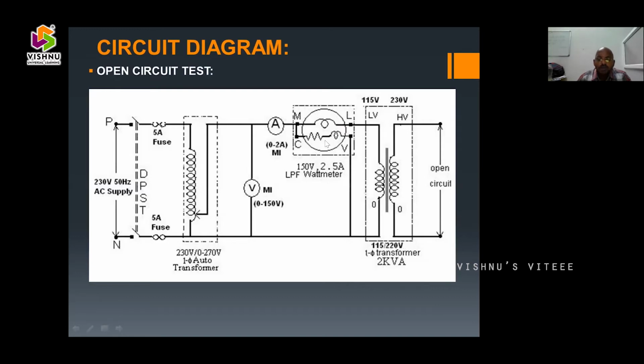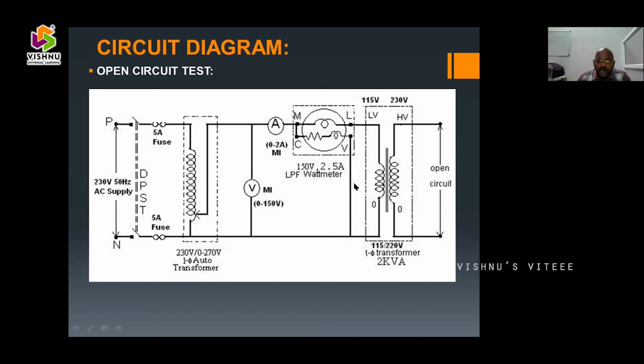These losses depend on the voltage rating drawn by the transformer. That's why we conduct this open circuit test under rated voltage. So this test can be conducted on either side of the transformer. But the LV side is preferred, because if we conduct the open circuit test on the LV side, the ratings of the meters required for measuring the values are very low compared to the HV side. That's why we prefer conducting the open circuit test on the LV side only.